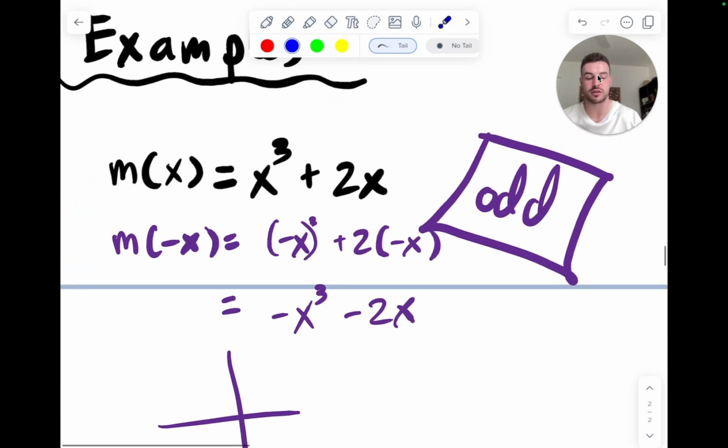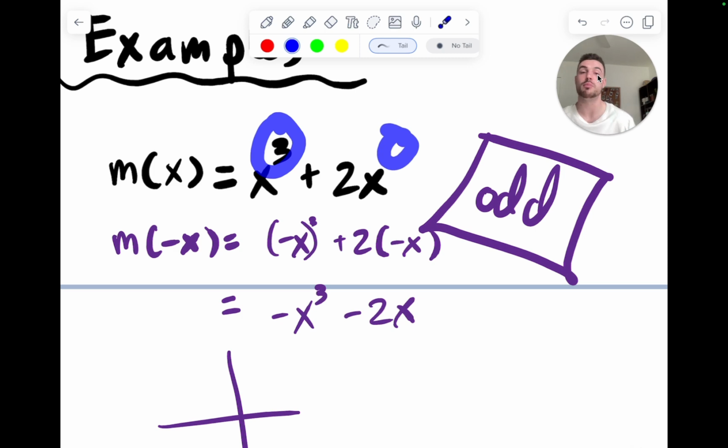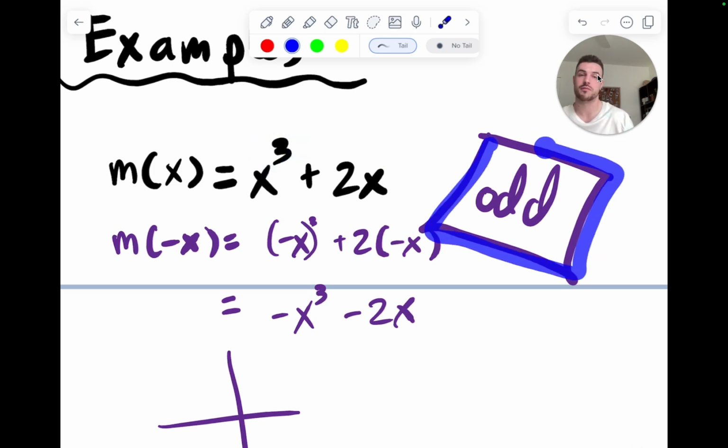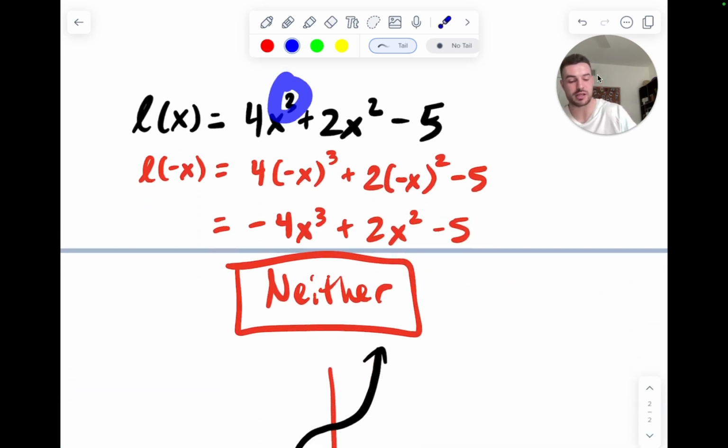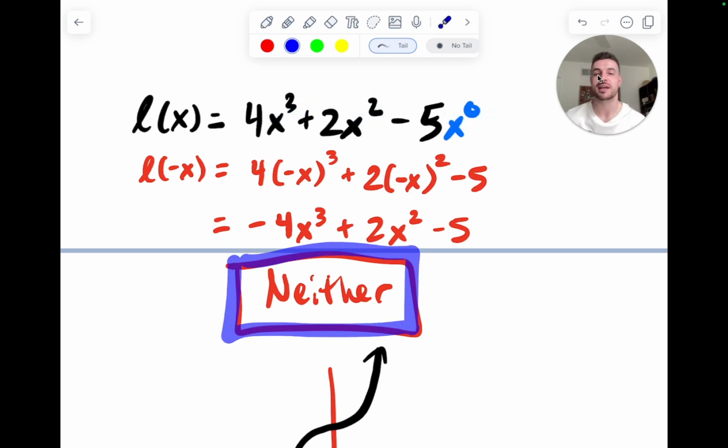Now, if we look over here, 3 and 1 are both odd numbers. We look all the way down here. We've got 3, 2, and 0. Well, remember, the 0 here is technically even, so I've got an odd, even, even. I've got a combination, therefore it is neither.